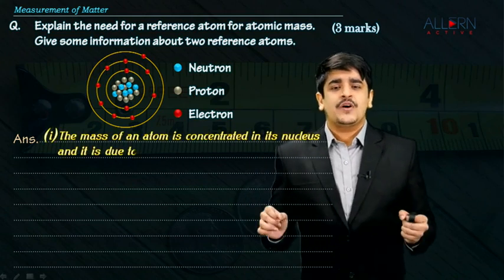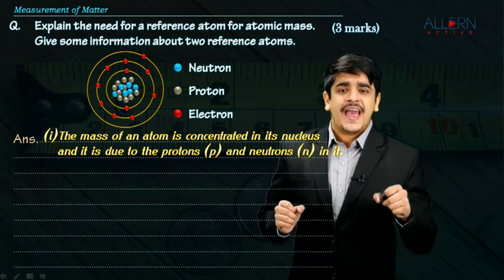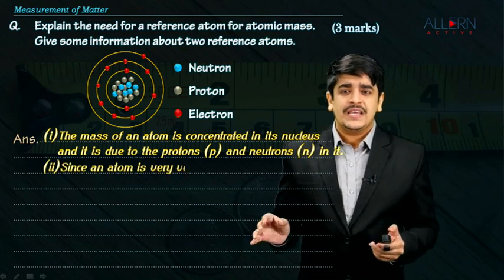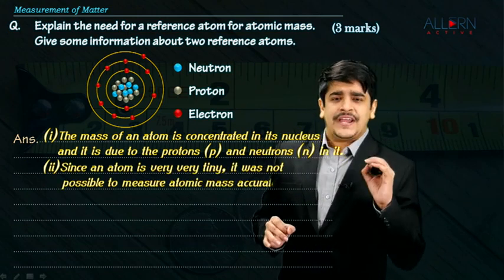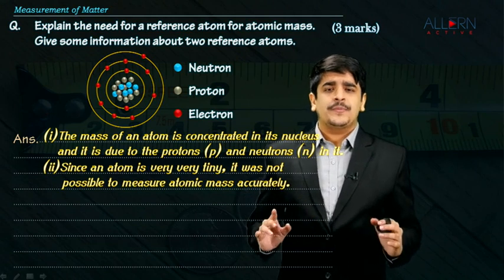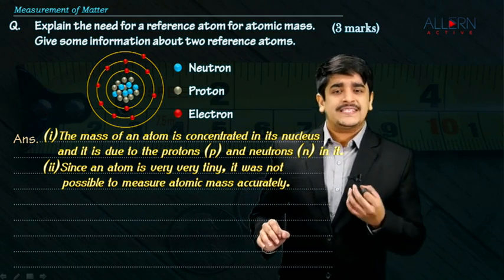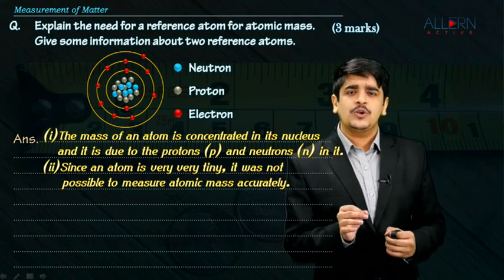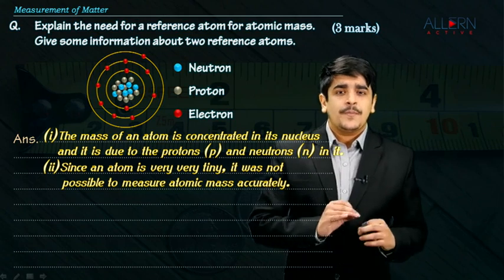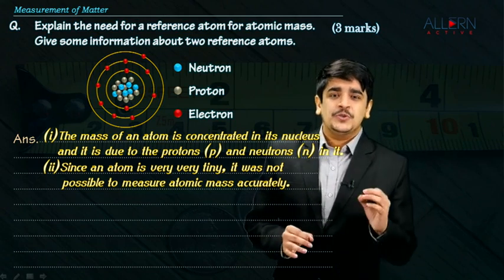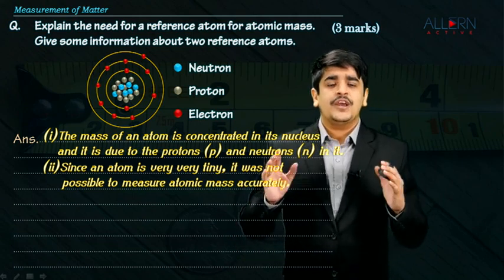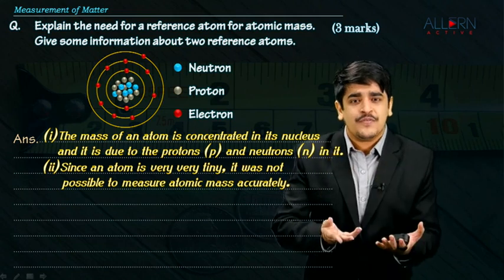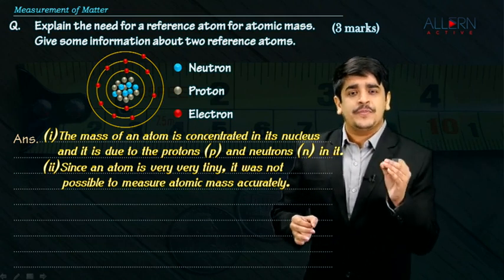So the mass of an atom is obviously concentrated in its nucleus, and it is due to the protons and the neutrons which are present within the nucleus. Since an atom is very tiny, it was not possible to measure the atomic mass accurately. Obviously, the standard units that we use in day-to-day life for measuring regular masses such as grams and kilograms are too huge. The mass of an atom cannot be calculated using these particular units, and therefore to compare the mass we are going to use atoms itself as a relative standard of measurement unit.